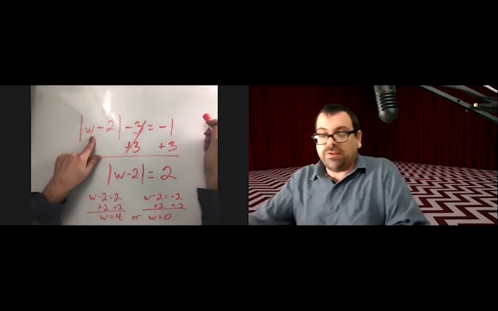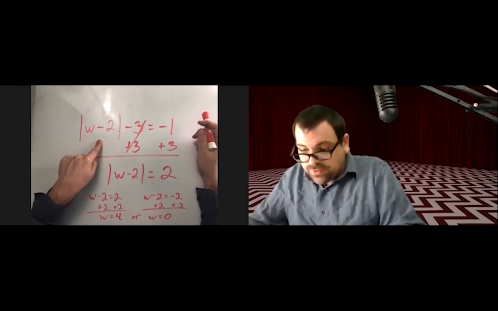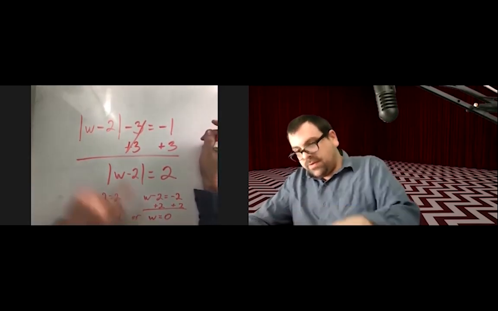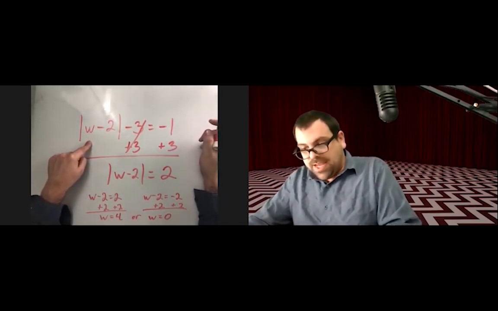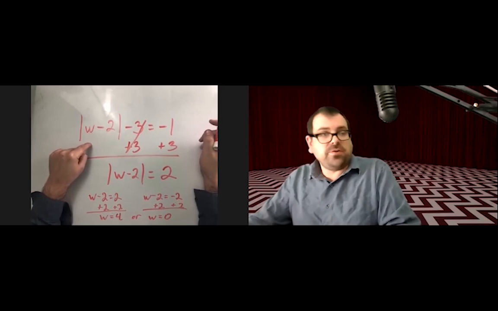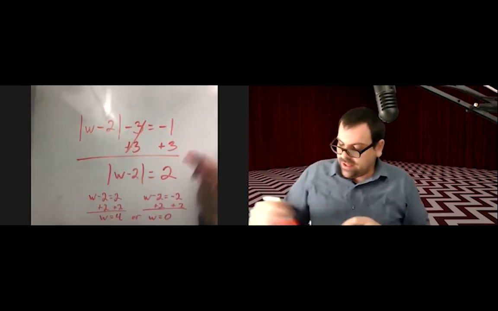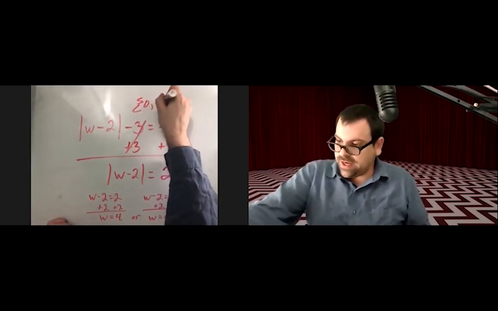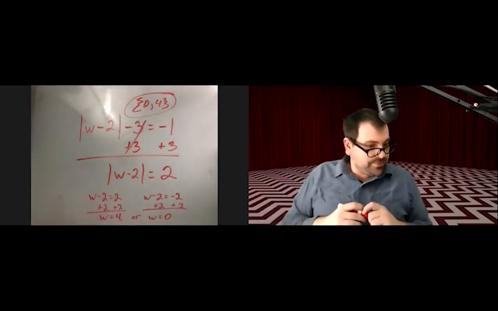If we plug 4 in, 4 minus 2 is 2. Absolute value of 2 is 2. 2 minus 3 is -1. If I plug the 0 in, 0 minus 2 is -2. Absolute value of -2 is +2. +2 minus 3 is -1. So 0 and 4 are our solutions.